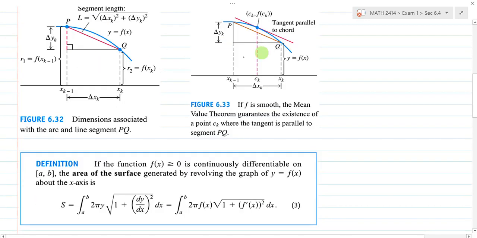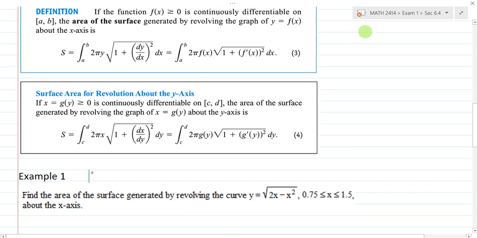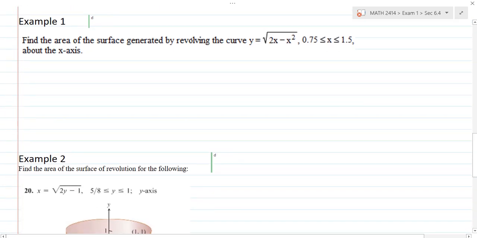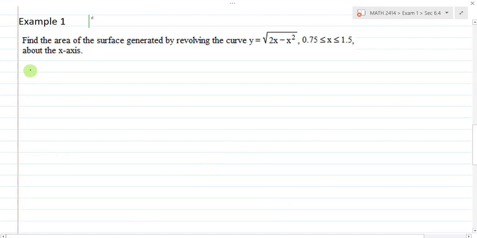I talked you through how we would develop this, so I'm going to move into an example problem. We know that we're going to need the derivative and be able to square it. So we start by finding the derivative. Since this is scratch work, I'm going to find the derivative in green. We have y equals 2x minus x squared raised to the 1/2 power. We want to find the area of the surface generated by revolving this curve about the x-axis. Since they gave us y as a function of x, our radius here is going to be y because we're revolving it around the x-axis.